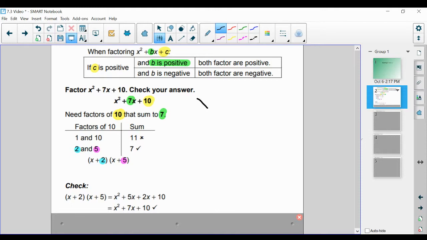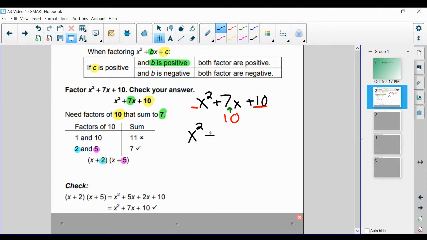So we have x squared plus 7x plus 10. What I do is I'm going to multiply the a and the c value together, and that gives us 10. Now, we're going to identify factors of 10 that will add up to 7. Well, we already found them previously. It's 2 and 5.